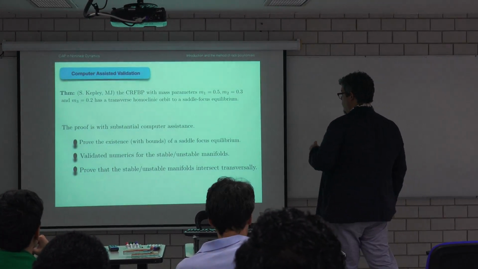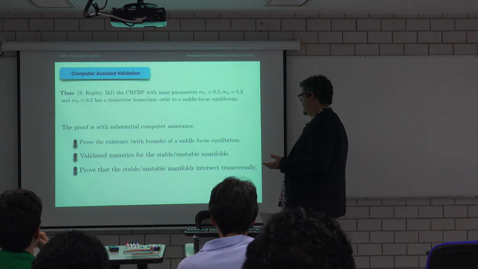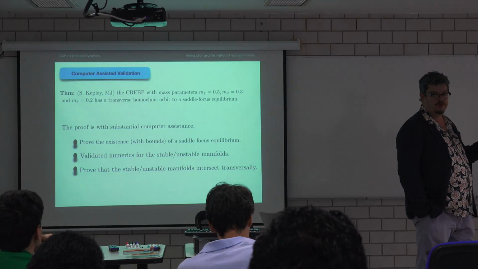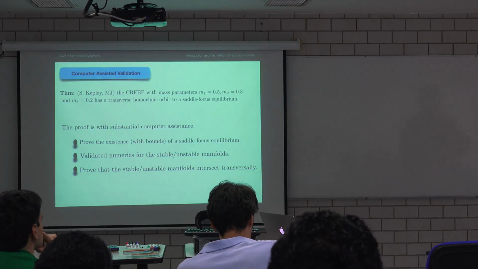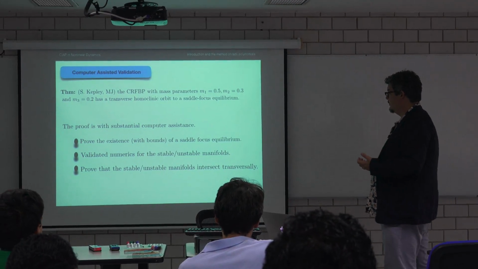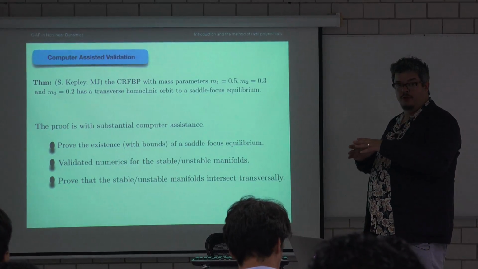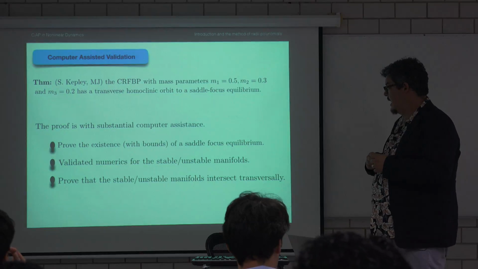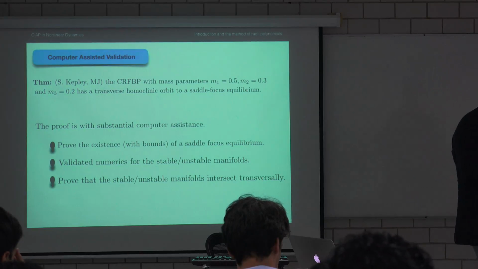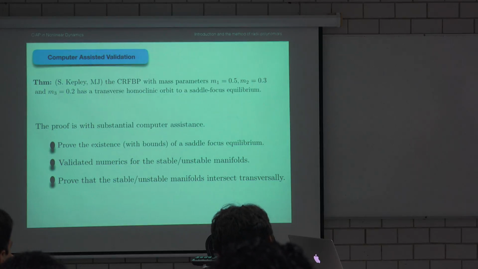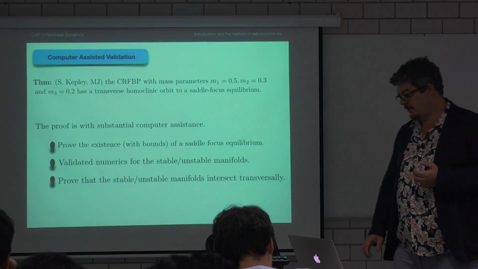Okay, so you need to do a number of things. First, you're given this vector field. You need to prove it has a saddle focus equilibrium. And this was the example that I did at the end of the lecture yesterday. So I showed how you could do this with computer-assisted methods. Then you need to do some validated computation of the stable and unstable manifolds. And once you've computed the stable and unstable manifolds, you need to show that they intersect transversely. So all of these things you have to do with computer assistance.